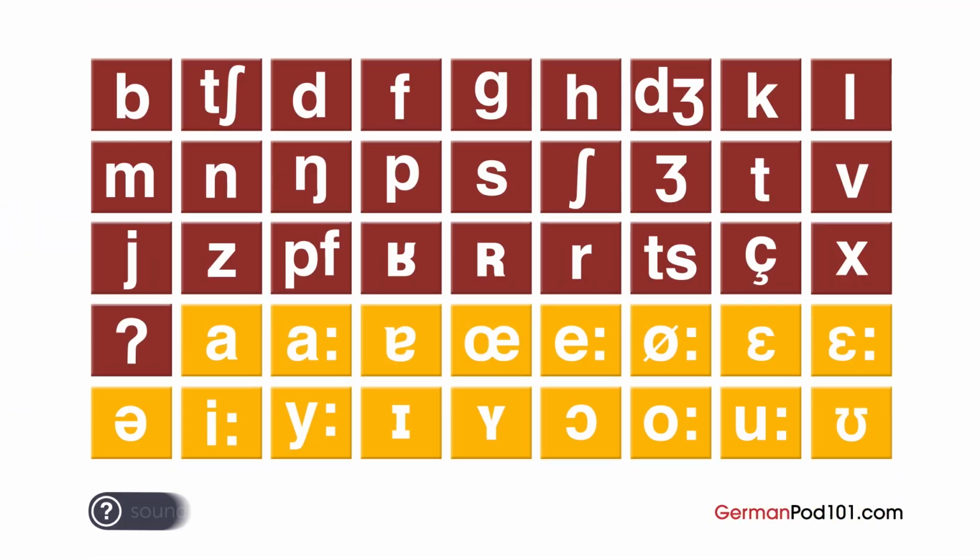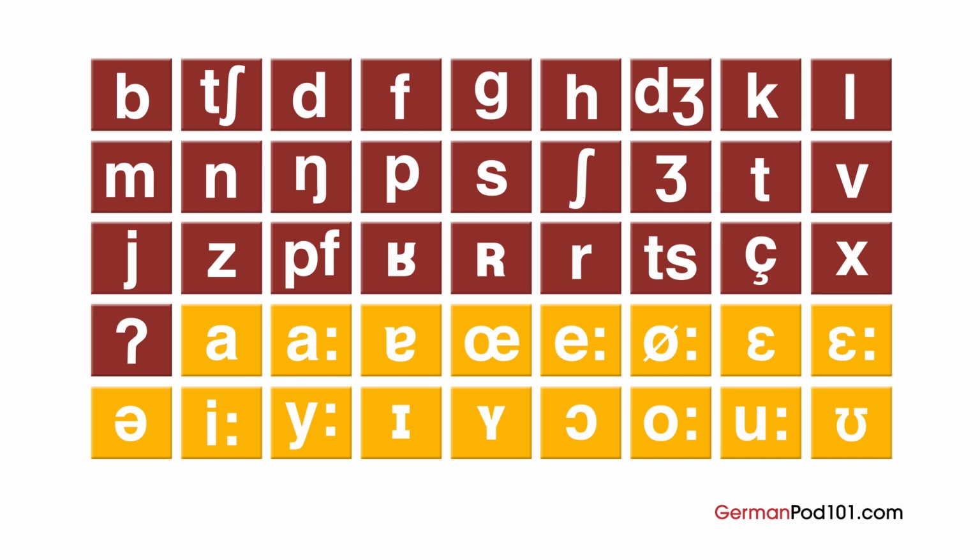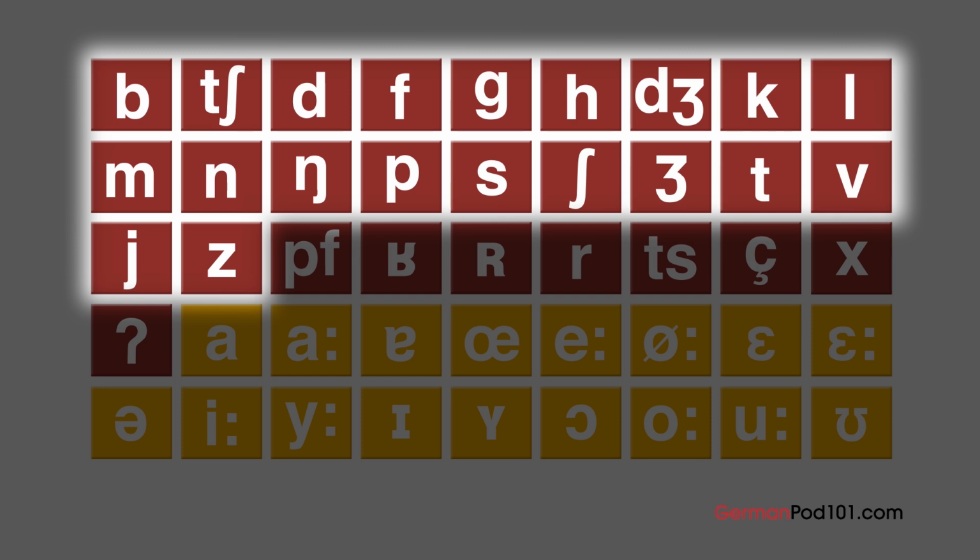There are 28 consonant sounds and 17 vowel sounds. You can form every single word in German by using these sounds. Still seem complicated? Well, how about this? Of the 28 consonant sounds in German, you already know 20 of them. That's right. If you're a native English speaker, then you already make these sounds every day.